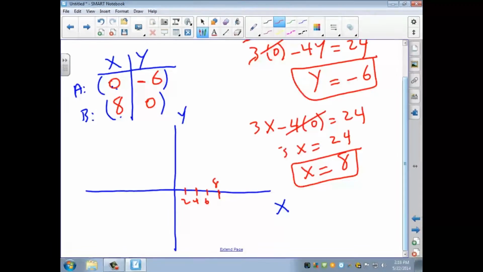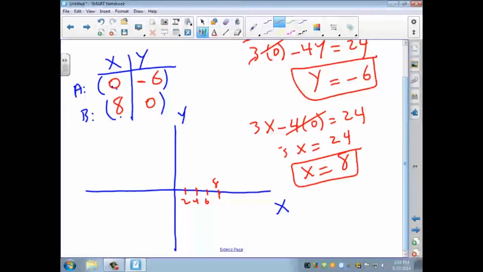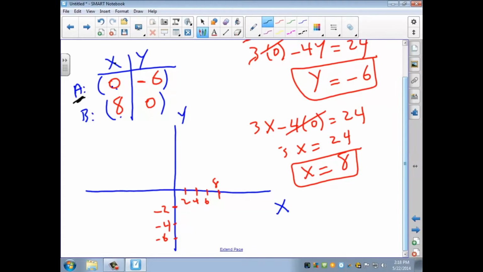And on my y-axis, I need 0 and minus 6. So let's choose, I can choose a different scale on that. So 2, minus 2, since it is negative, will go below the x-axis, minus 4, minus 6. Now, I can show the point A has a coordinate x of 0 and y of minus 6, right? X of 0, y minus 6. That means that point is right on the y-axis. This is point A.